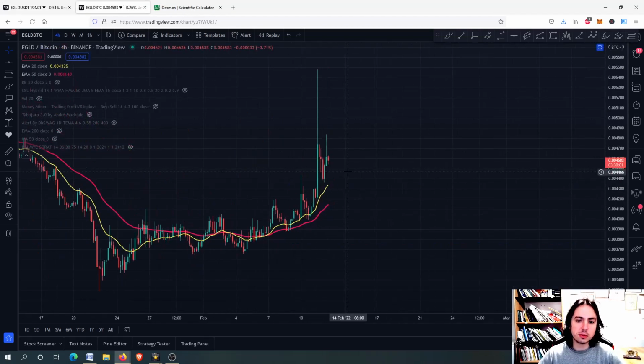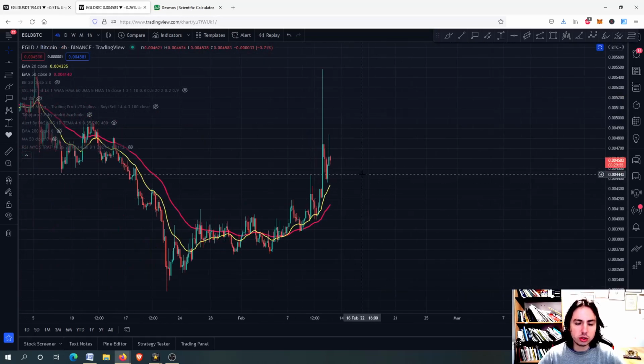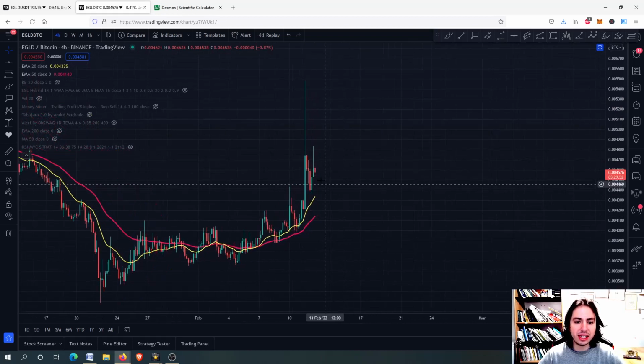Let's go to the EGLD against Bitcoin chart. The same happened: huge sell pressure, it had a crazy pump, and now we want to see the next price targets. What should we expect from the EGLD against Bitcoin chart?